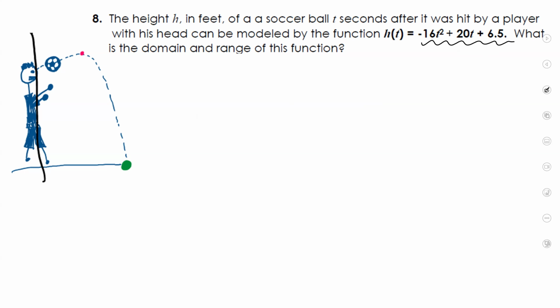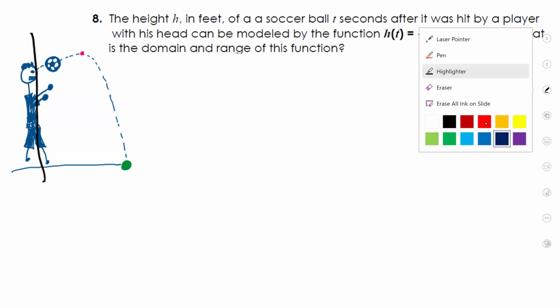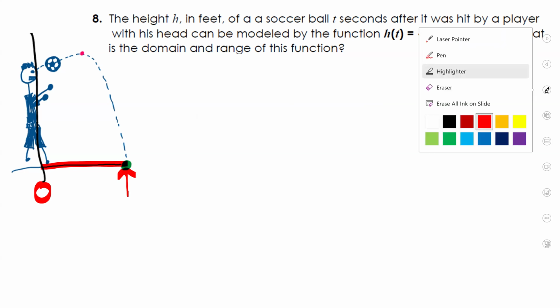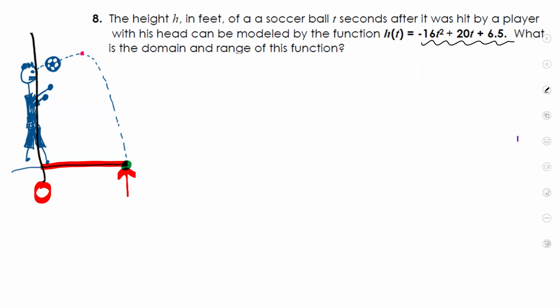Whenever we talk about domain, we're talking about the x-axis from here to here. That means from 0 seconds to however long it takes to land. That's your domain. When I talk about the range, I'm talking about the lowest point of the ball, down here when it lands. That's at 0 feet, all the way up to here. That's the highest that it reaches.